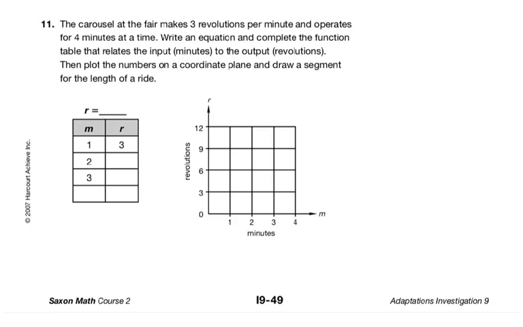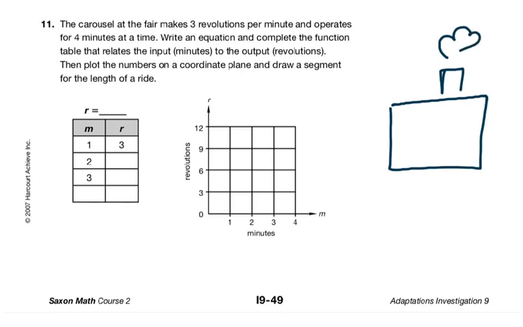Okay, so I want to take a step back here so we can remember the basics of what we're doing, for those of you who are starting to get a little confused. Remember, we have our function factory. Our function factory has to have an input and an output. Our input in this case is our minutes. Our output is how many revolutions we get to have.